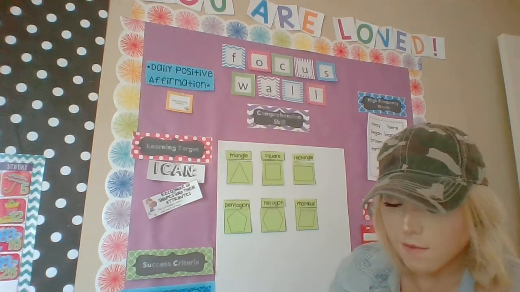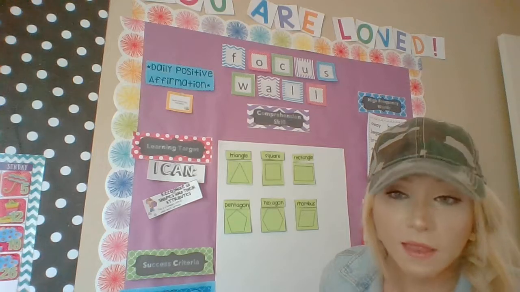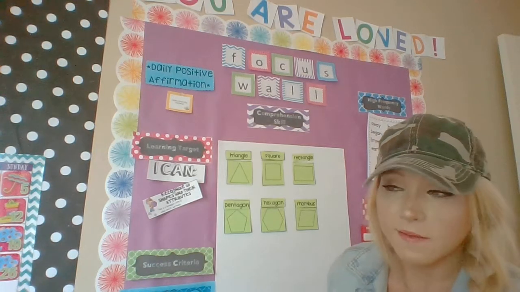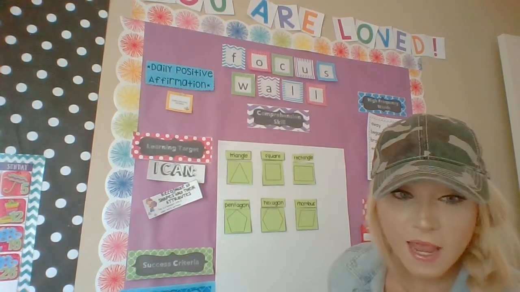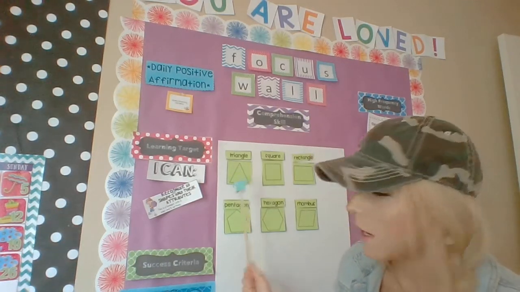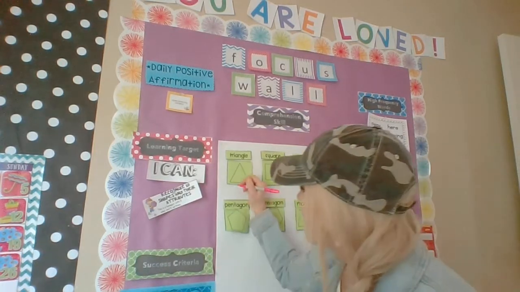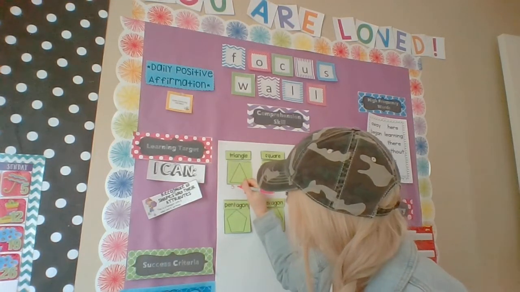Okay, let's count the sides. Remember, a side is a straight line that builds the shape. Let's count the sides. Ready? Begin. 1, 2, 3. How many sides? 3, because we just counted them. I'm going to put 3 sides.